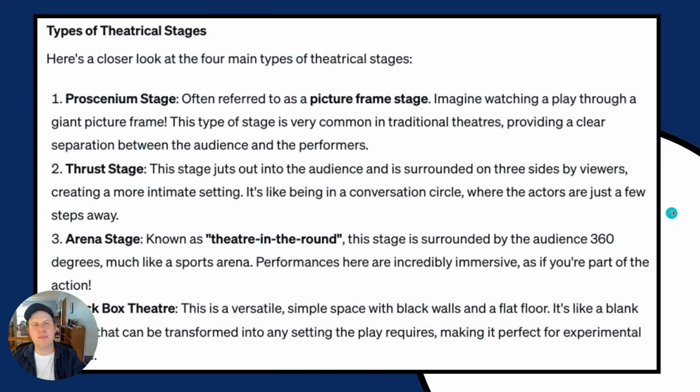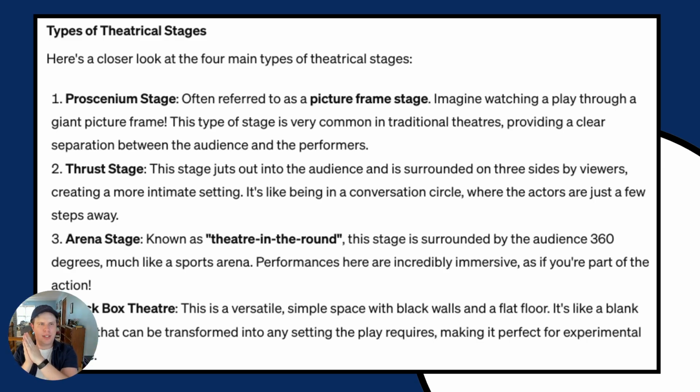Now, this is going to be the bulk of what we're looking at today with this chart here. There are different types of theatrical stages, and here are a few. The proscenium stage is often referred to as a picture frame stage. Imagine watching a play through a giant picture frame. This type of stage is very common in traditional theaters. If your school has a theater, it's probably got one kind of like this, providing a clear separation between the audience and the performers. Think of that box, maybe with a curtain that closes.